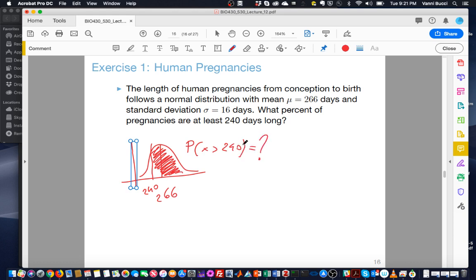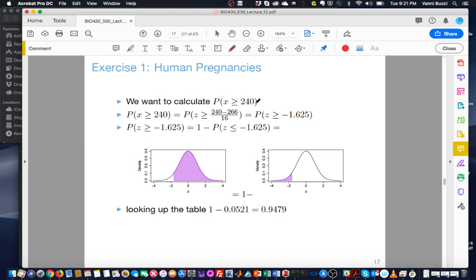How do I solve this? So the probability that x is bigger than 240 is equal to the probability that z, doing standardization, is larger than 240 minus the mean, 266, over 16, the standard deviation, which is equal to the probability that z is larger than minus 1.625, which is basically a point right here, which we don't know. We cannot calculate this area.